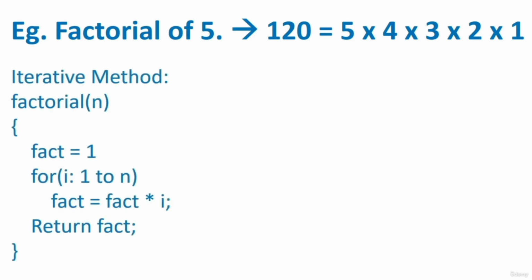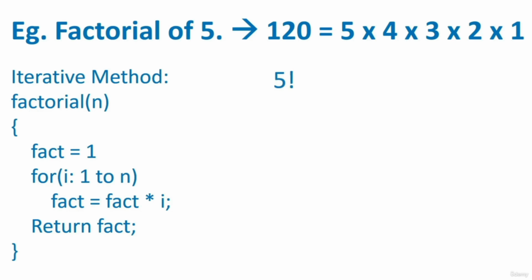The iterative method says that we will write a function factorial of n in which we will declare an integer variable and initialize it with 1, and after running a for loop, we will say fact is equal to fact multiplied by the ith element, and in the end we will return the fact variable. So this is the iterative method, but can we do better than this? That's where the recursive method comes into the picture.